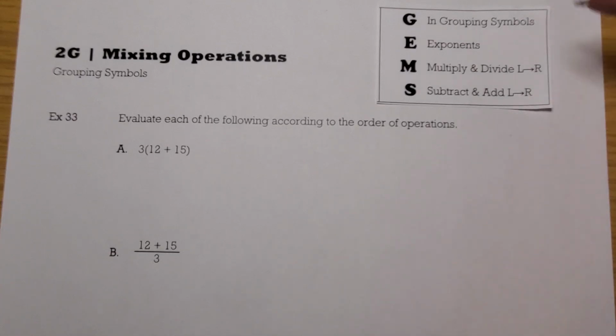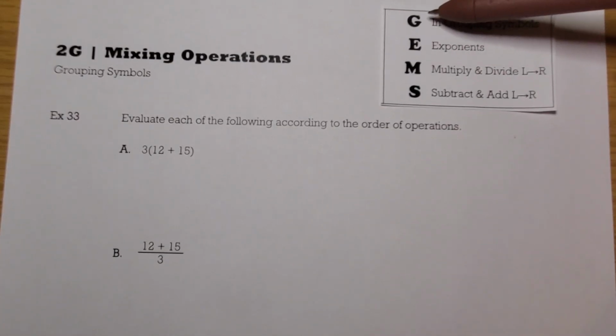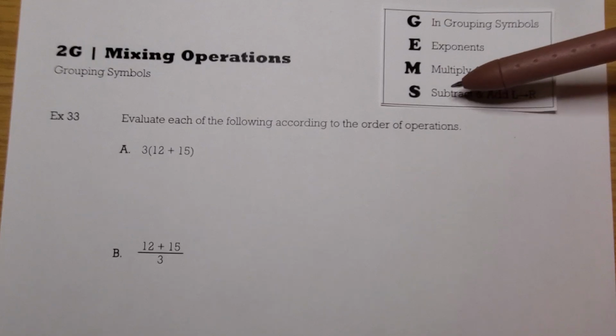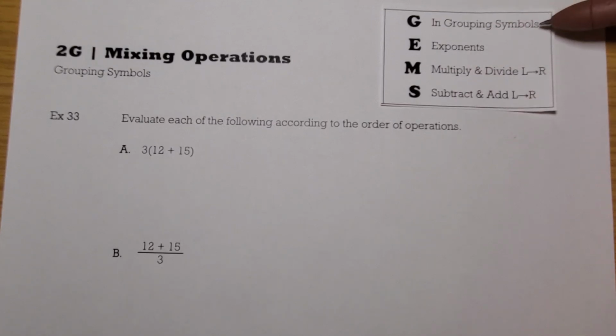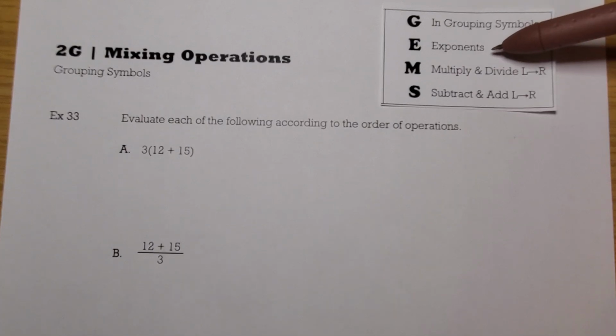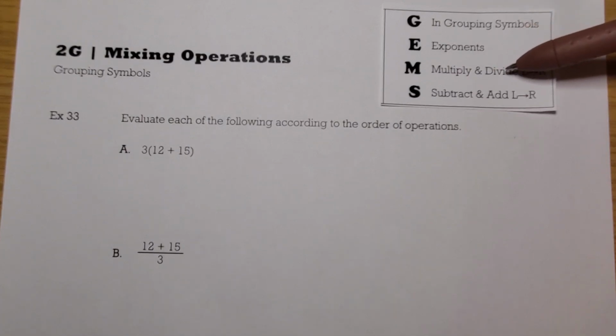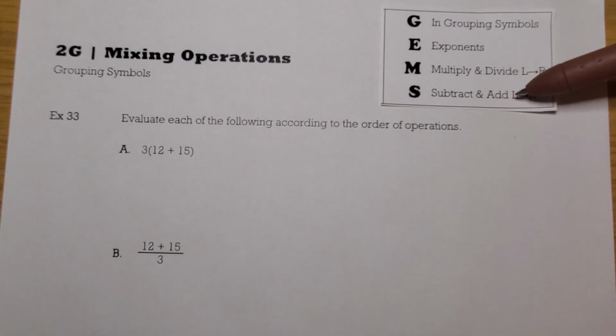So, I've got my little story here, GEMS, to help me remember my order of operations. First, we're going to do anything that's put in a grouping symbol first. Then we'll do any exponents. Then we multiply or divide from left to right, and then we are going to subtract or add, again from left to right.